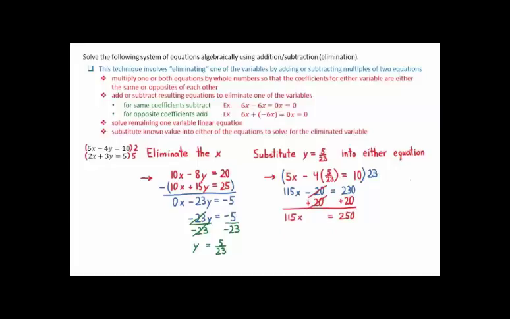And then divide both sides by 115 to isolate the x. This gives x equals 250 over 115. If we divide the numerator and denominator by 5, we can reduce them to 50 over 23 for the x coordinate. Our solution then is x comma y, which is 50 over 23, comma 5 over 23.